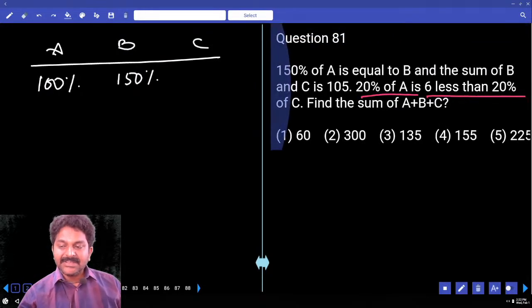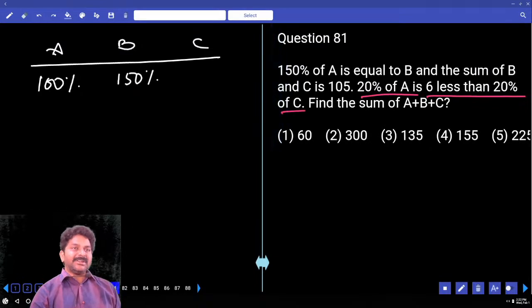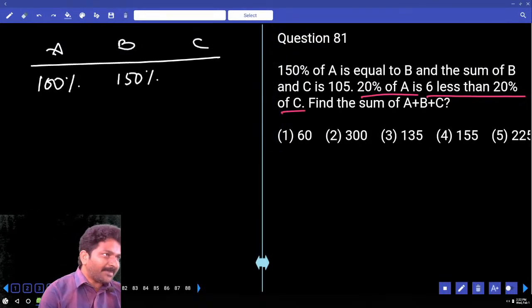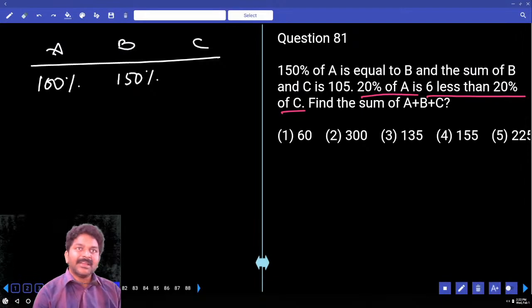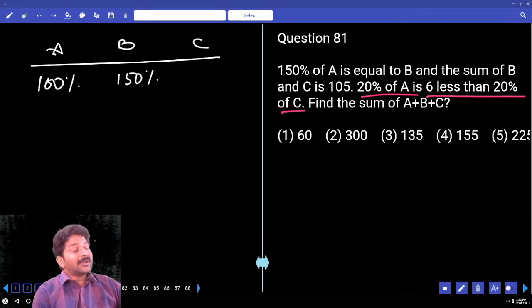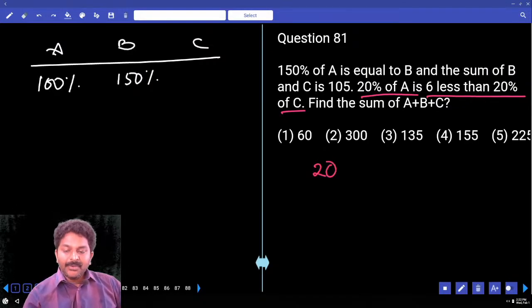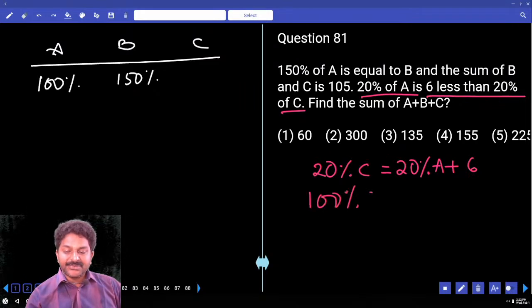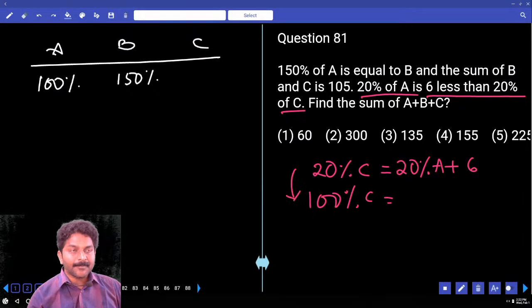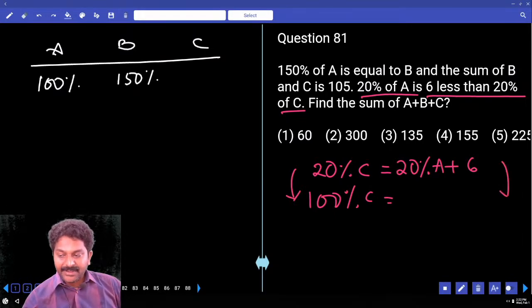20% of A is 6 less than 20% of C. The percentages are the same: 20% of A, 20% of C. Which is more, A value or C value? C value is more. So I can say 20% of C is equal to 6 more than 20% of A. If I want to calculate 100% of C, how many times are we taking? The right hand side also 5 times, right? Then it must be 100% of A plus 30.